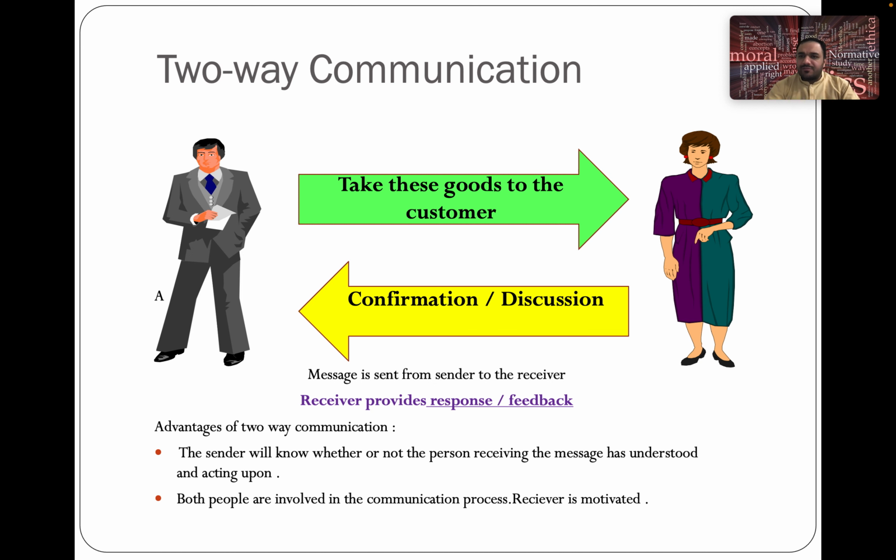It has some benefits. Two of those are: the sender will know whether or not the person receiving the message has understood and is acting upon it. Now the sender is sure that she received the message and she is acting upon what he has said to her. Both people are involved in the communication process. The receiver is motivated. When both people are involved, the receiver is motivated in this case. Okay, so this is called two-way communication.